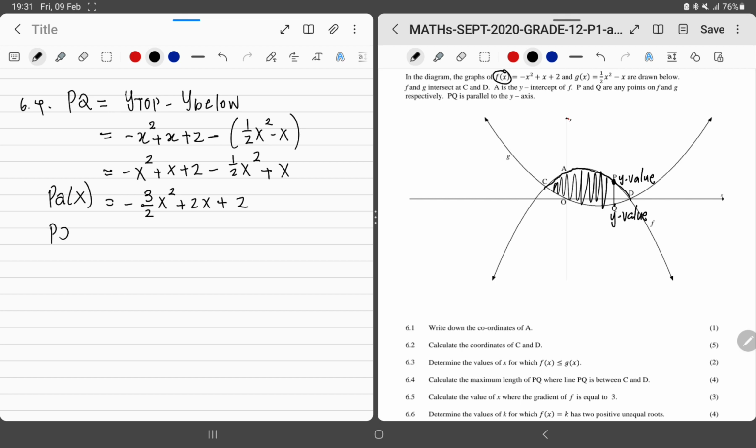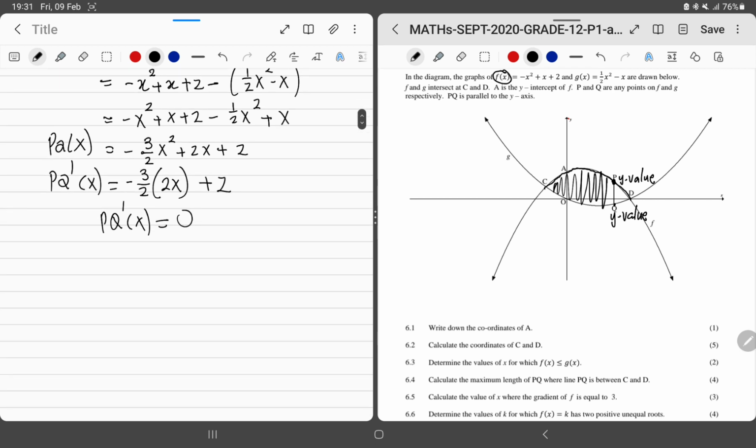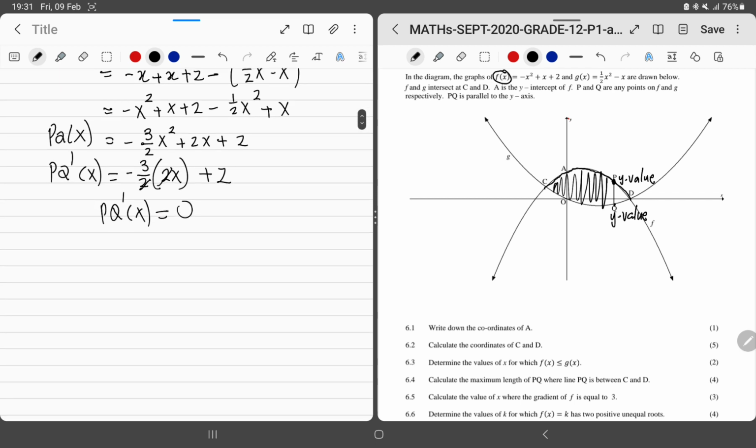Then I'm just going to find the derivative of that. So this is minus 3x plus 2. And then at the maximum, the derivative should be equal to 0. So x should be equal to 2 over 3.